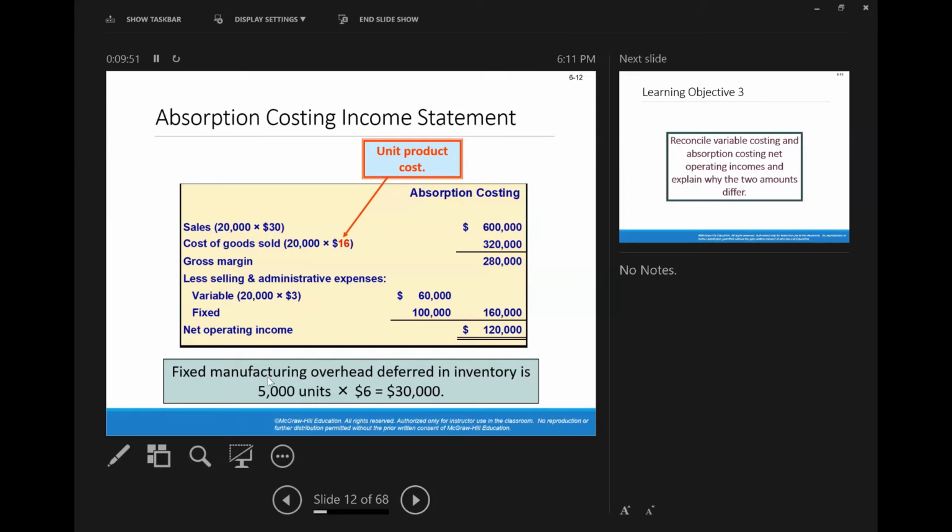So in the bottom it says fixed manufacturing overhead is deferred in inventory. Deferred just means that the cost isn't coming through yet. It's going to come through in the future when you sell that. That's what the deferred means, just deferred cost for later. So we have 5,000 units times that $6. So remember we did the math, 150,000 divided by the 25,000 units was a $6. So that's where that's coming from. So now we have 30,000 that's included in inventory on the balance sheet instead of reducing our net income. So we have a little higher net income.